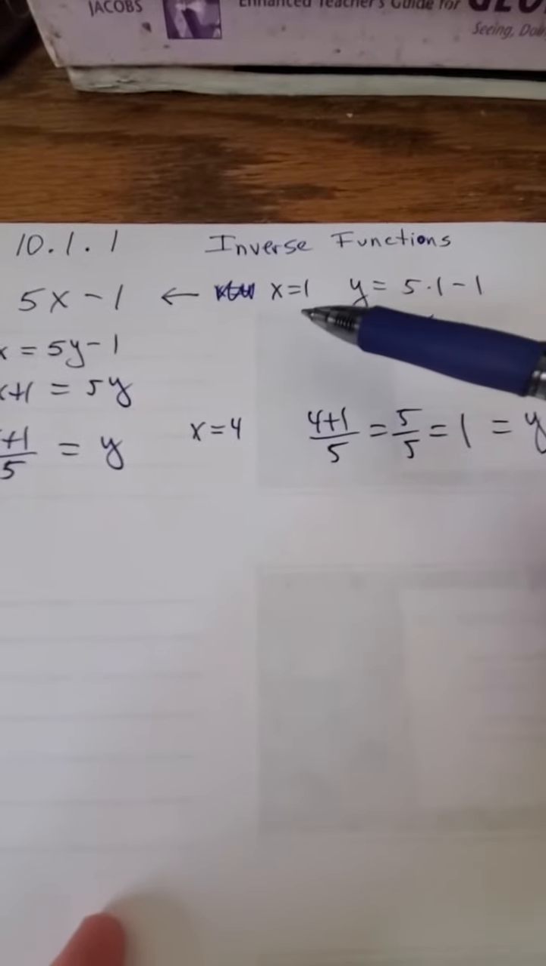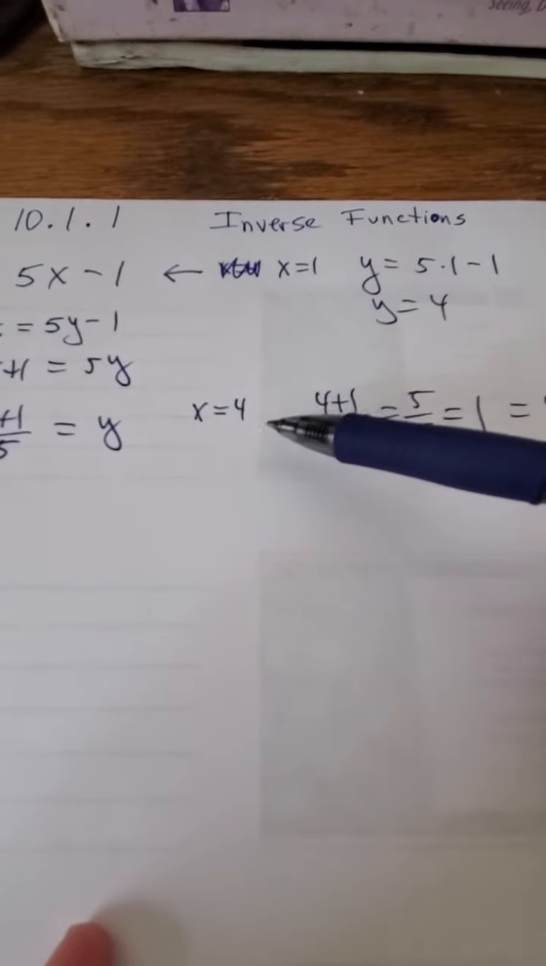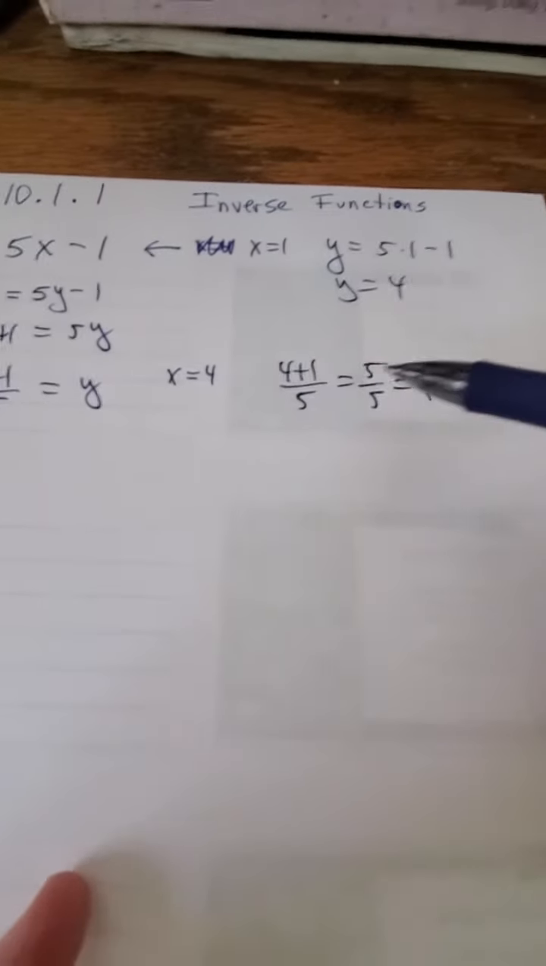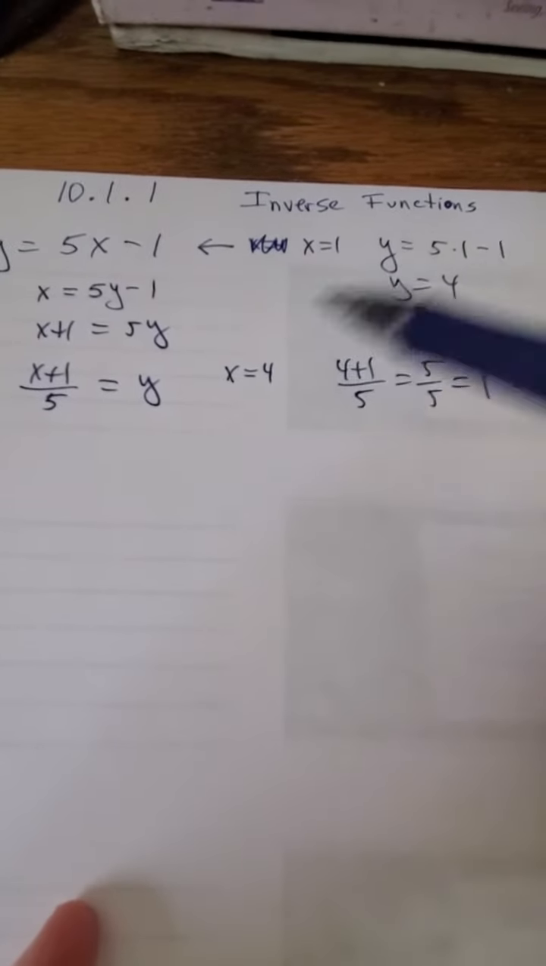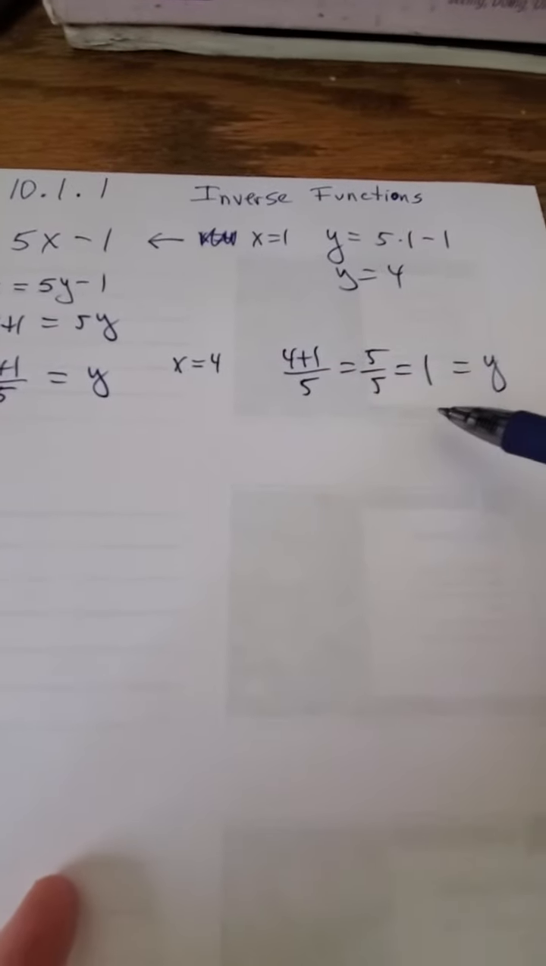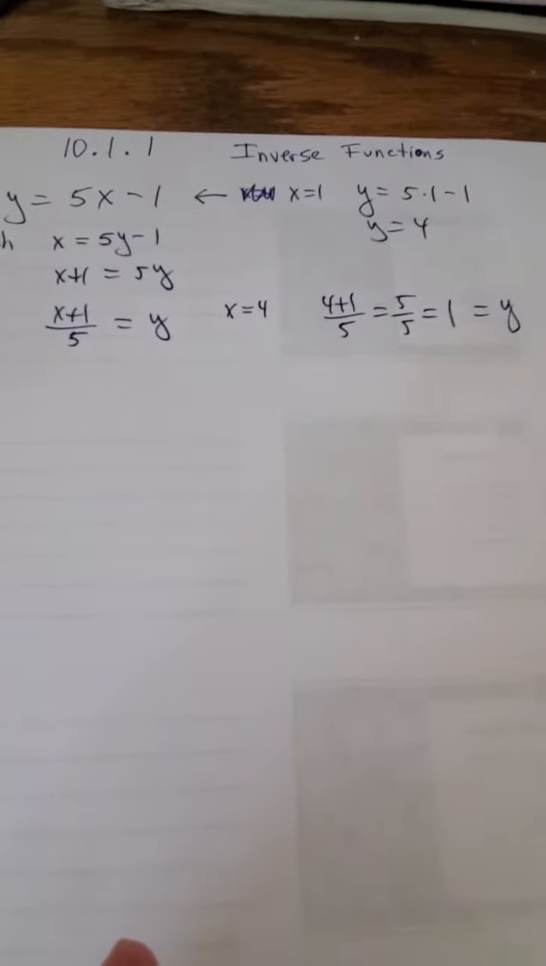So in the original function, 1 for x gave me a 4 for y, and then when I went to the inverse function, I put in the 4 for x, it gave me a 1 for y. So in the first function, 1 became 4. In the second function, 4 became back to 1. So the second function undid what the first function did.